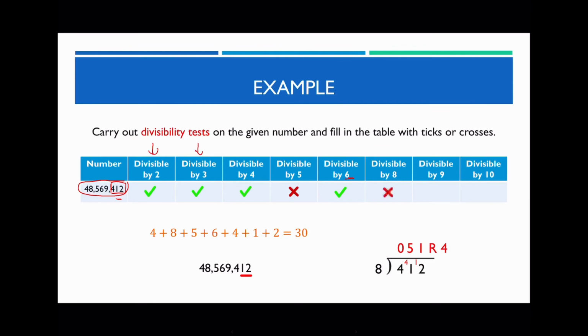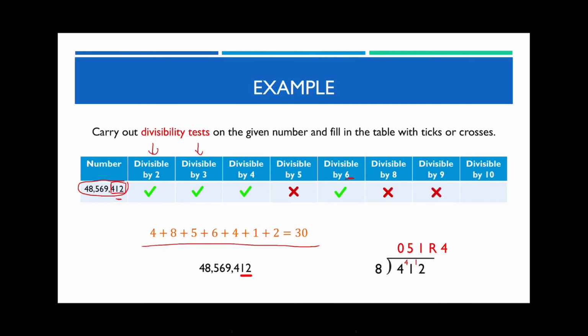The second last one, divisible by 9. So therefore, to find out whether it's divisible by 9, it's very similar to the divisibility test by 3. So what we do is we add up all the digits in the number and see whether that can be divided by 9 or not. So in this case, if we add up all the numbers like our previous example, that gives you 30. 30 cannot be divided by 9 evenly, so therefore this fails that test.